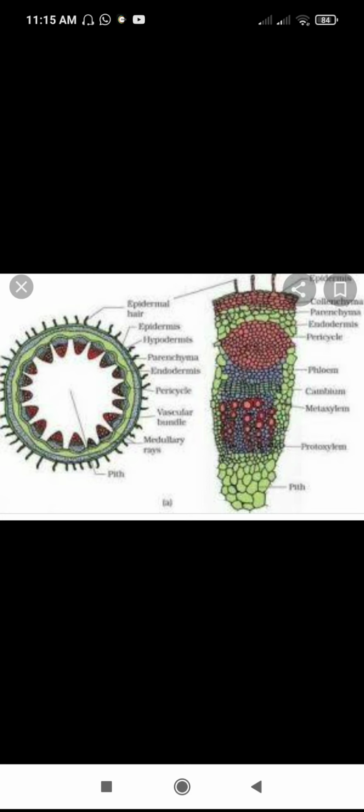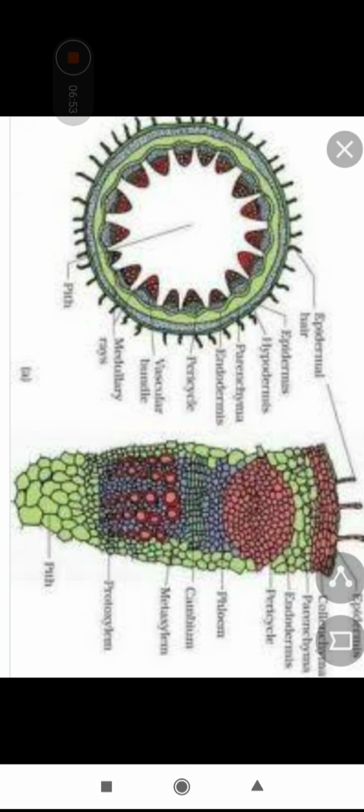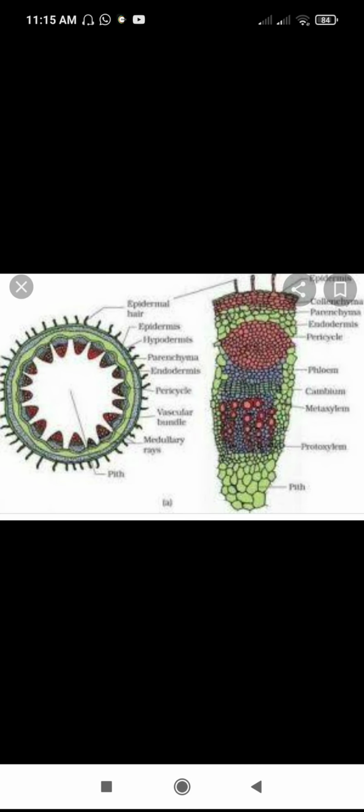In the phloem, sieve tubes and phloem parenchyma are present. Cambium separates the xylem and phloem, making the vascular bundles an open type.